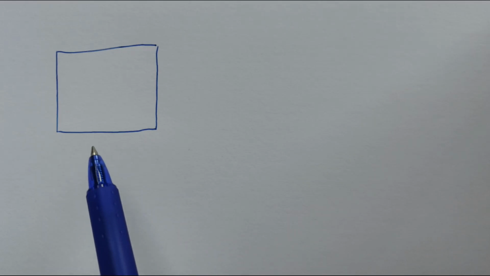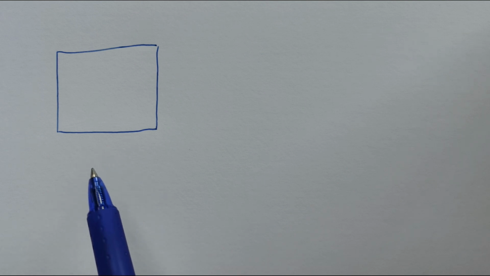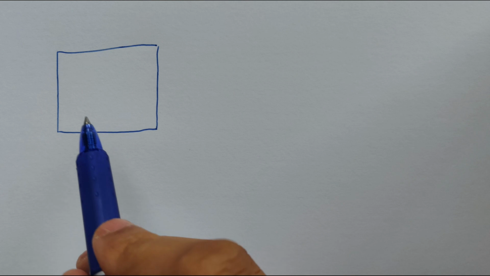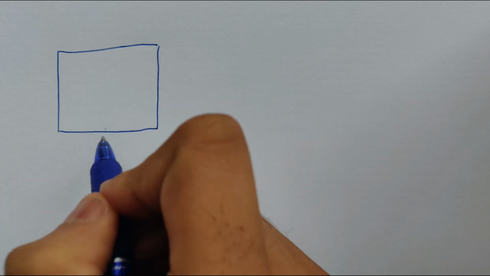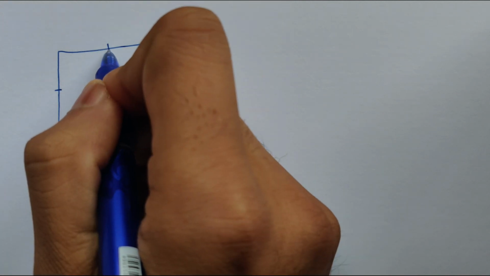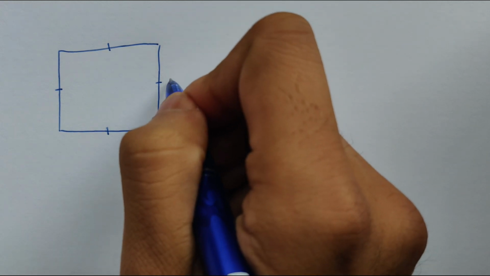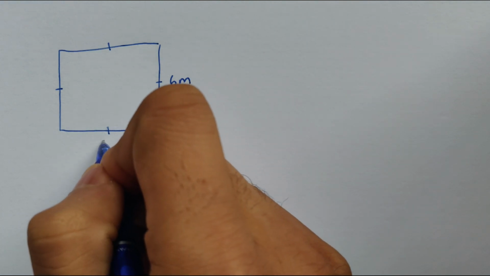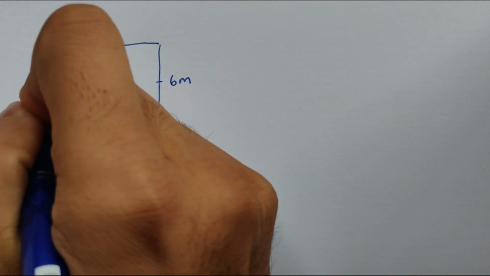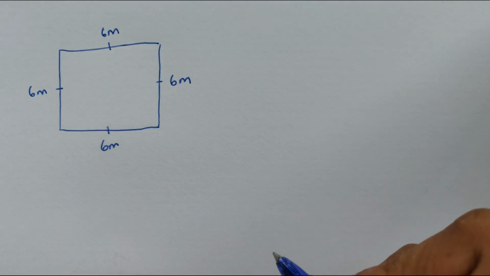So here we have our square, and we know when we have a square, the length of all of its sides are equal. So this side, this side, this side and this side all have equal length, and we can represent this by adding a dash over here, which means all of its sides have an equal length. So let's call this side 6 meters in length. So automatically we know the length of this side is 6 meters, this side is 6 meters, and this side is 6 meters.